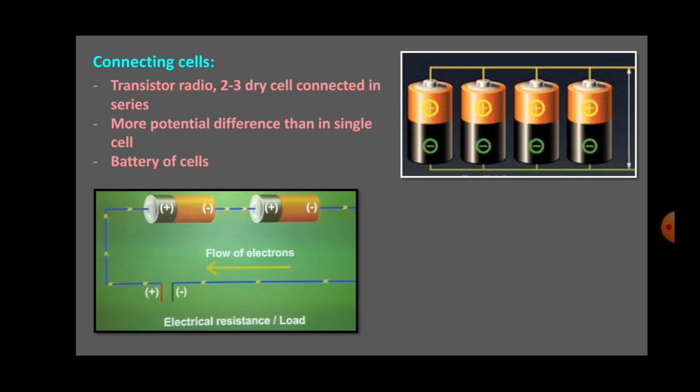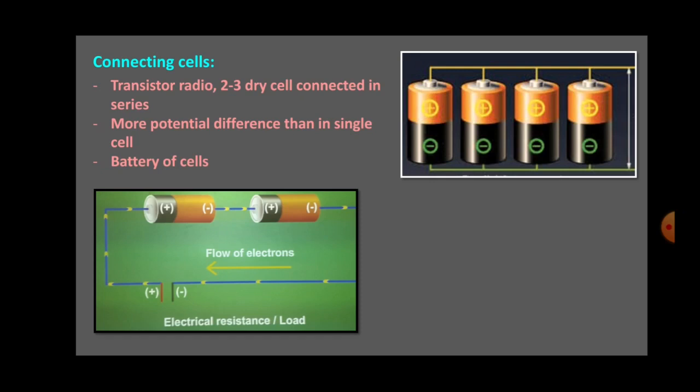Why is more than one cell used? That is to obtain more potential difference. Why do we want more potential difference? Because we can obtain higher current because of the number of cells. So whenever we want a higher amount of current, we have to connect 2 or 3 batteries in a line, so that more potential difference is created and thus more current can be obtained.